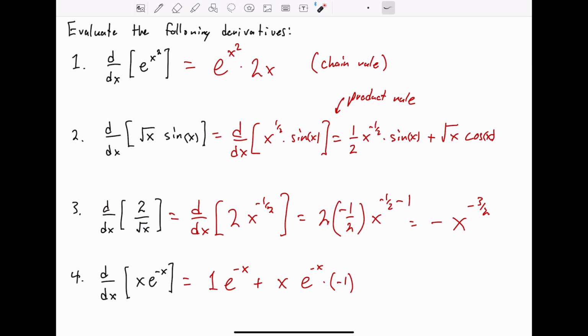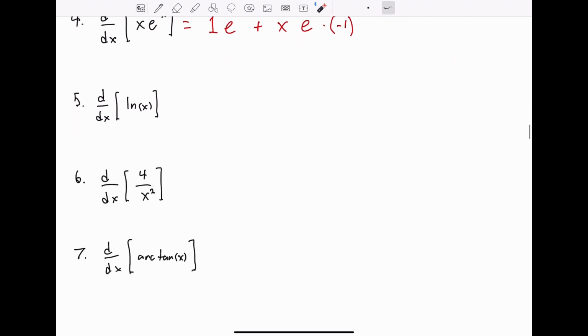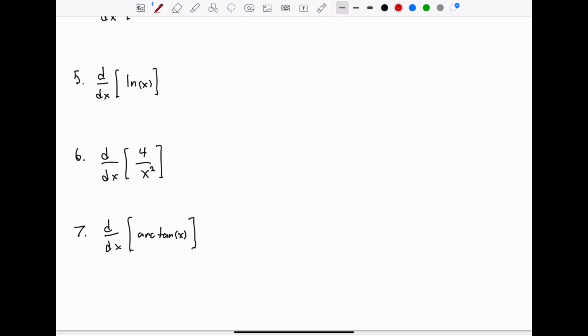Let's take a look at some other derivatives. Example 5. The derivative of the natural log of x is 1 over x. This is a rule that we just need to know. We'll see it all the time in Calc 2. It's a very important rule. The derivative of the natural log is 1 over x. And similarly, if we were to integrate 1 over x, that would give us the natural log.